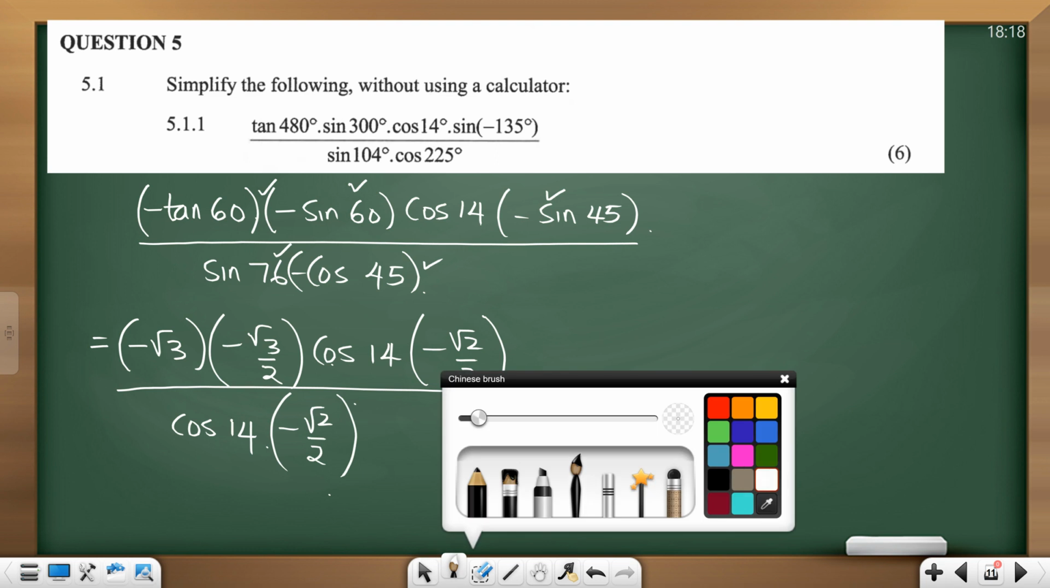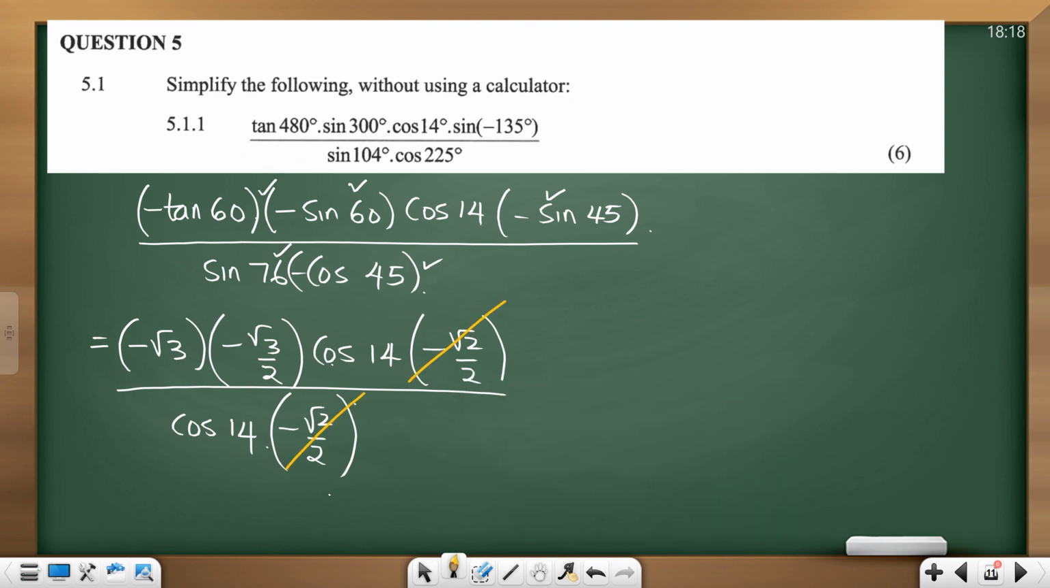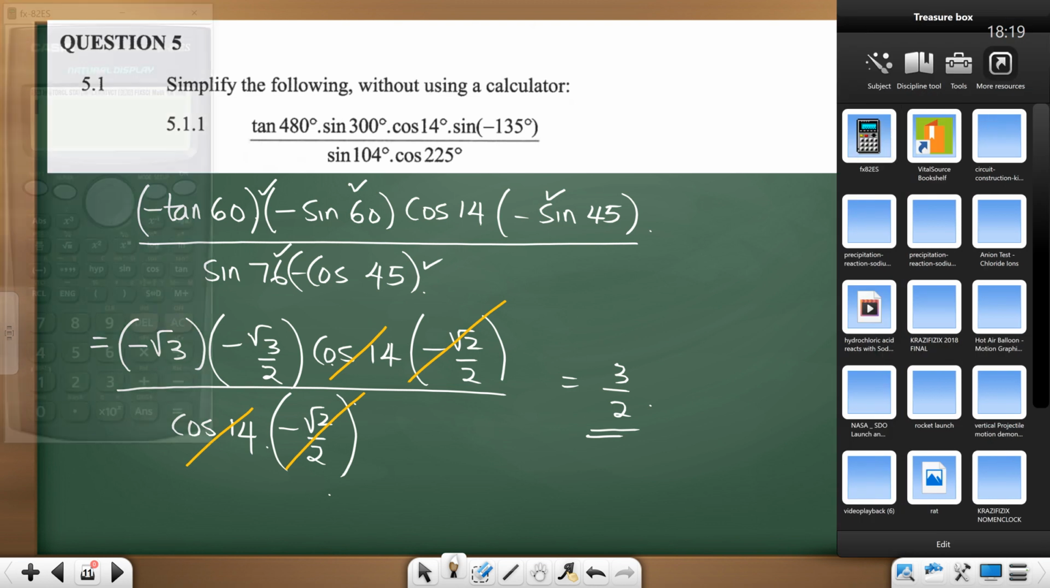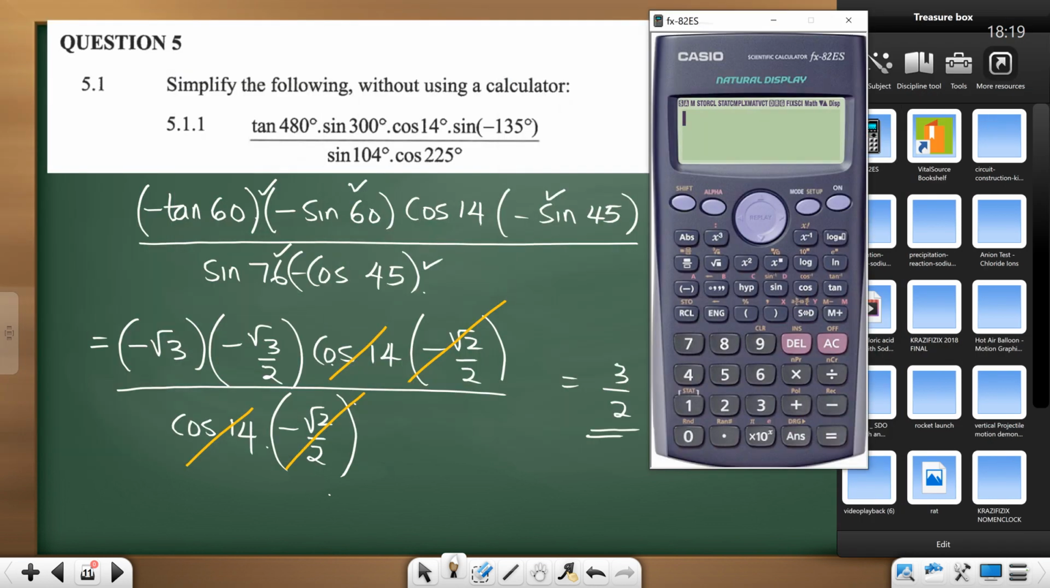Check this. Negative times negative, positive. Root 3 times root 3, 3. And then over what? 2. Don't leave these 6 marks without confirming. Go back to your calculator and type everything in. It's 6 marks. This is the mark I'm very jealous about. Go back to your calculator and type everything in. You don't want to run and be doing wrong things.